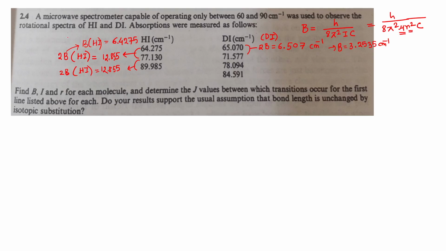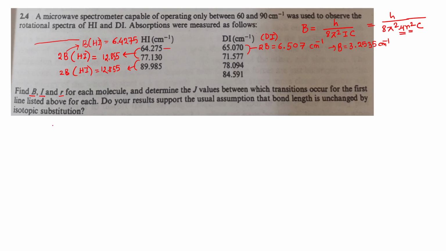So what is the next question they are asking? They are saying to find B, moment of inertia, and bond length of each molecule, and determine the J values between which the transitions have taken place for the first line for each of the molecules. Okay, so first of all we got the B value, right? Now I'm not going into the I and r. Maybe you can do it as a homework. But which transition are those? So suppose the transition is from J to J plus 1, obviously, because your delta J is plus minus 1.